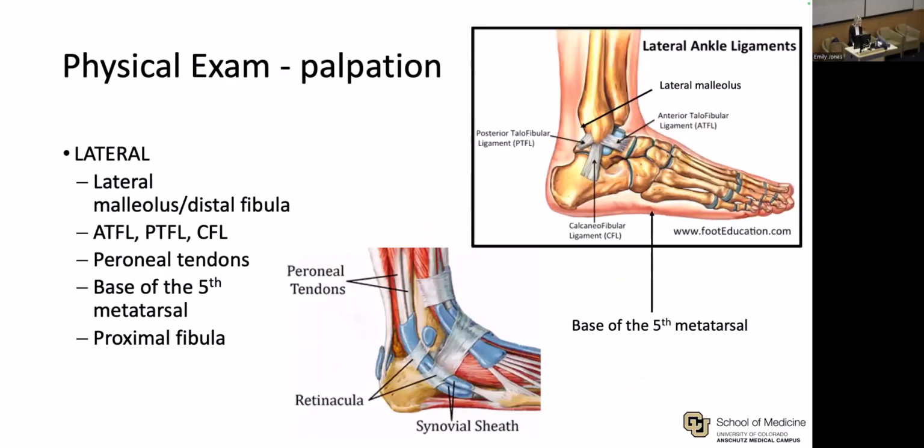And then on the lateral side, again, you're going to be palpating the lateral malleolus, which is the distal fibula, and then those three ligaments. And some people kind of recommend that you actually palpate the PTFL first when you're doing the ligaments because it's usually the least tender, and then work your way towards the ATFL. Also, it's good to know that if it feels like the PTFL is tender, but the ATFL is not, then it's probably not an ankle sprain. So you're probably dealing more with a peroneal tendon problem. Because as I mentioned, you don't usually get CFL or PTFL injuries without first injuring the ATFL.